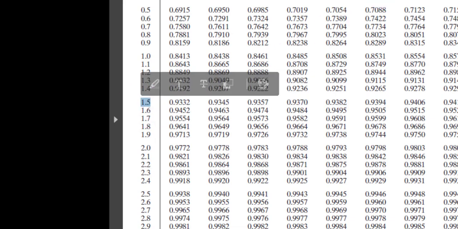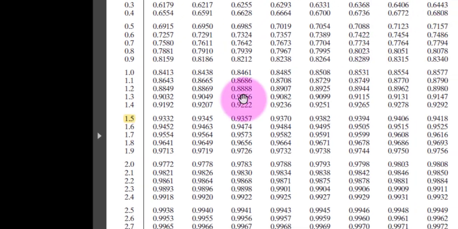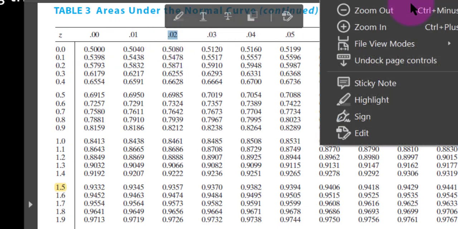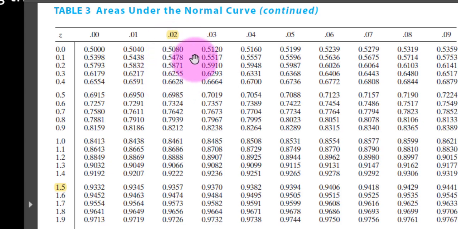That's great. Now I need the second decimal place to be a 2. Where do I find that? That is along the columns. Notice the columns here say 0.00, 0.01, 0.02. That's where we want to be for this question.